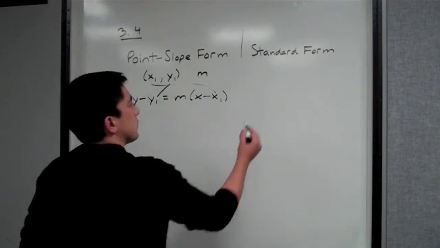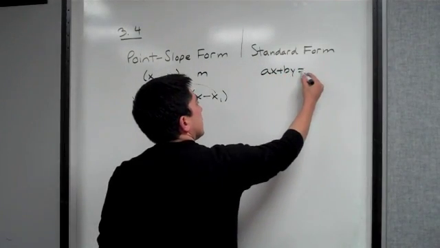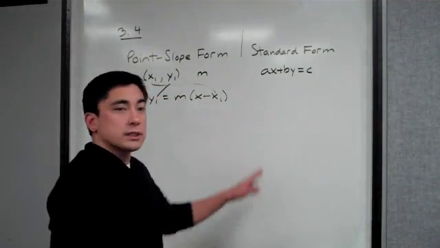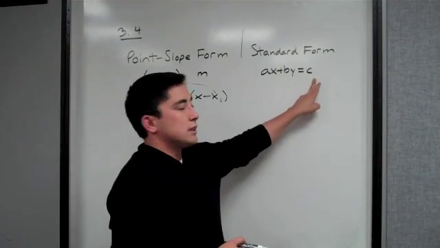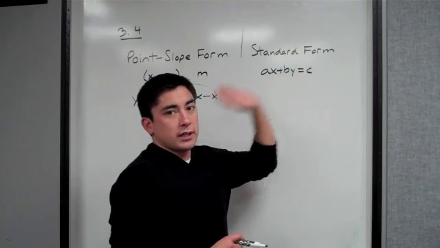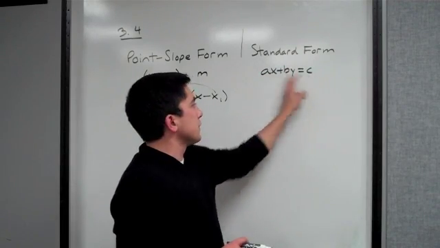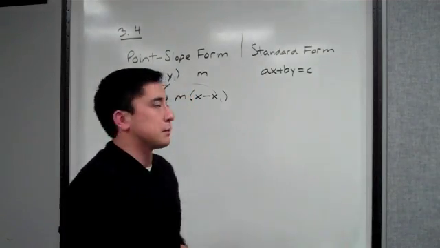Now standard form states ax plus by equals c. And notice that the x and y are both on the left side of the equal sign. This does not have x and y. This number here does not have x and y. It goes on the right side, because these are going to be numbers, not letters, except for x and y when you actually do the problem.